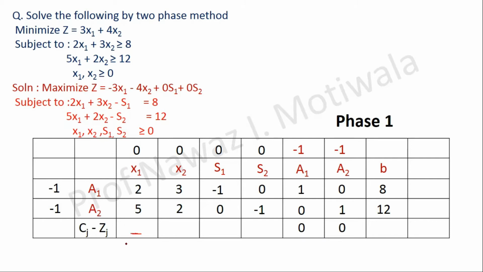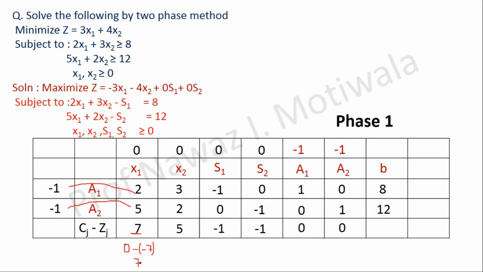It will be 0, that is Cj, minus of, this will be -1 into 2, that is -2, and -1 into 5 will be -5. So it will be minus of 7. On computation, I will get 0 minus of -7, the answer will be 7. So I'll put here 7, and similarly I will calculate for other variables, which I will get as 5, -1 and -1.